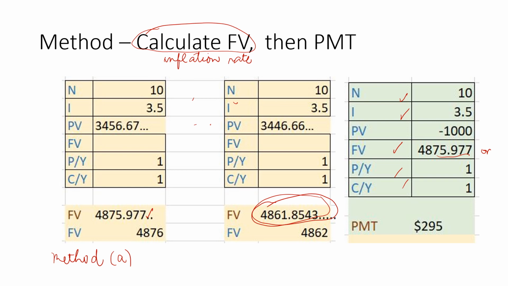So you leave PMT blank in your TVM or finance solver, and then go back to it again and enter. You will have this answer. 296 is also accepted. Okay, so that ends the explanation for the solutions to these problems.